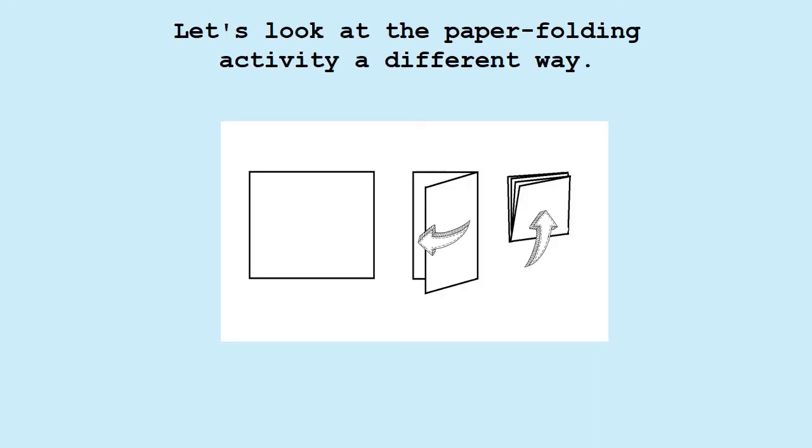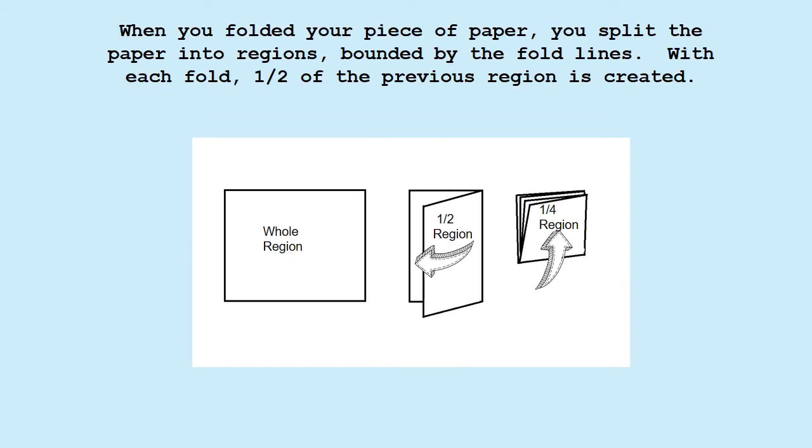Now, let's think about this a different way. Instead of folding the paper and seeing how many layers I've got, we're going to see how big each layer is. When I folded my piece of paper, I split the paper into regions that are bounded by the fold line. So when I took this first one, I have 1 whole piece of paper. When I fold it in half, each of the little spaces are half as big. If I fold it again, I'm a fourth as big.